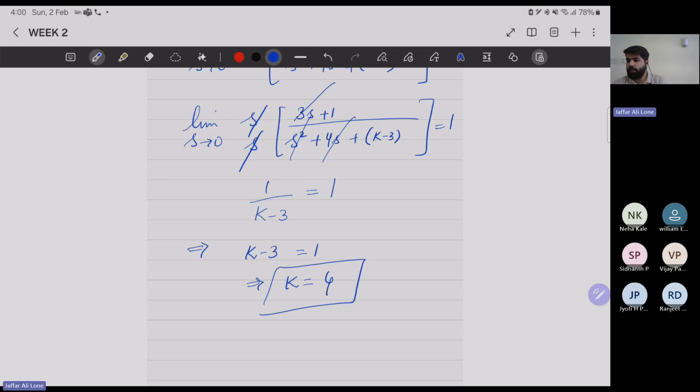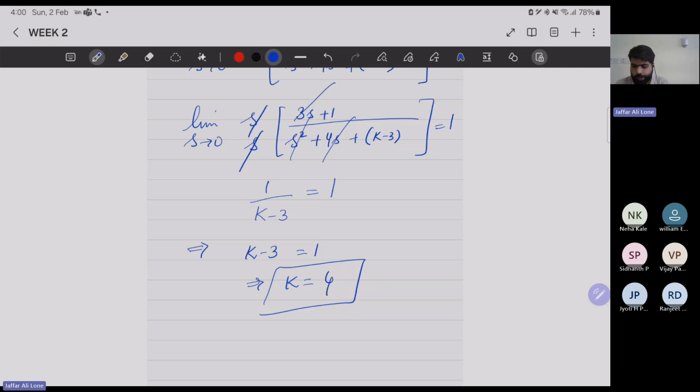So have you understood? Yes, sir. So anybody has any doubt? Otherwise we can just move forward. I hope now you would be able to solve all the questions on initial value and final value that are given in the assignment.